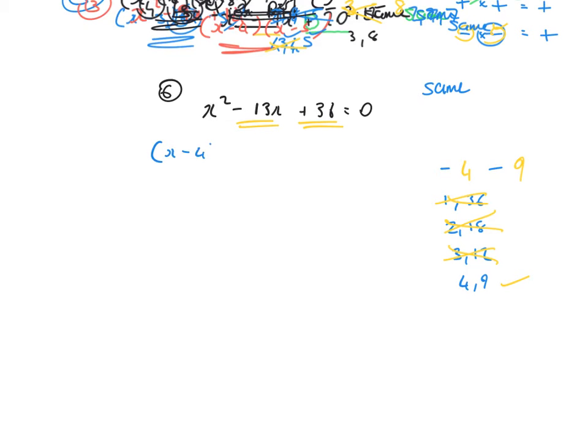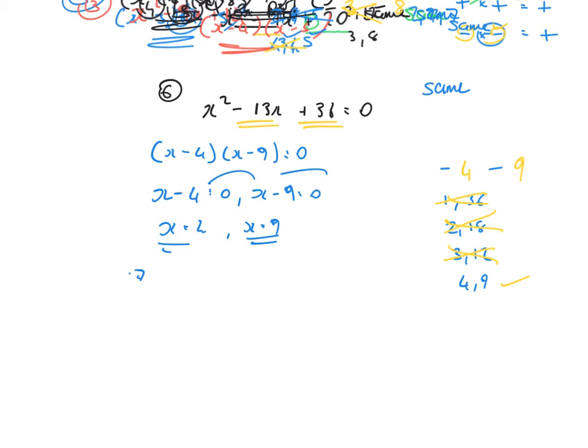So x minus 4 bracket x minus 9 equals 0. That means x minus 4 is equal to 0, or x minus 9 is equal to 0. Bring them across, and that's x equals 4, and that's x equals 9.